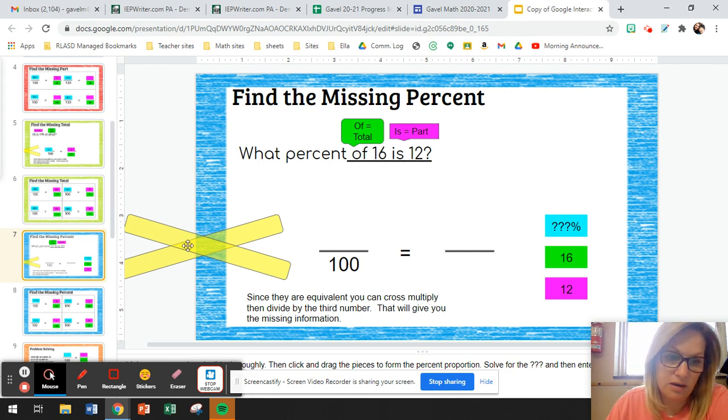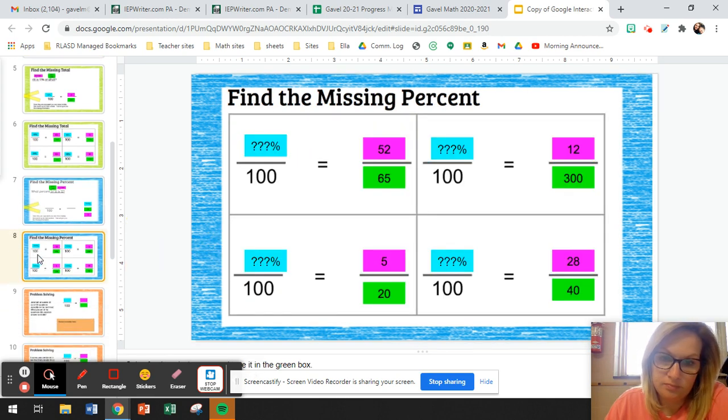And it is over of. So what percent, that's your x, of 16, 16 is going to be in the bottom, is 12. So it'll be 12 times 100 divided by 16. It'll be the same here. 52 times 100 divided by 65. 12 times 100 divided by 300. 28 times 100 divided by 40. 5 times 100 divided by 20. Okay?